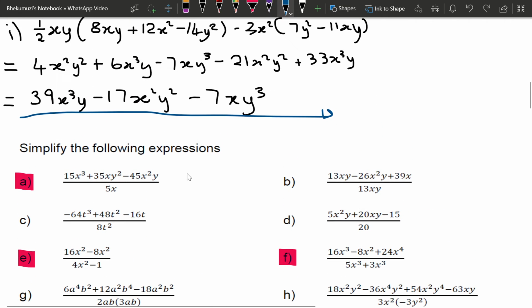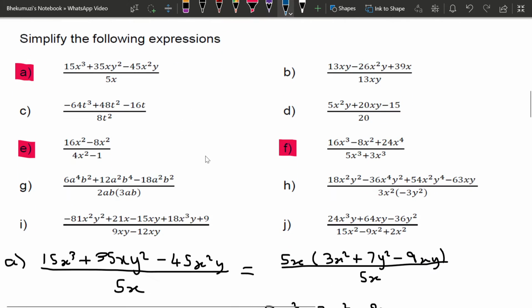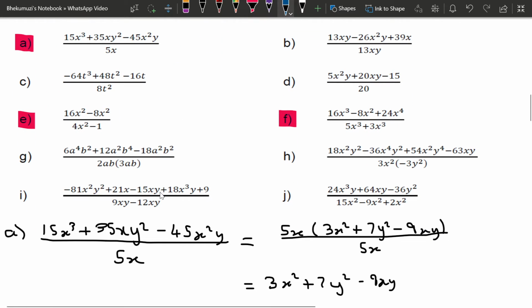Okay, and the next one, again, simplify the following expressions. But now these expressions are put in such a way that they are fractions, right? So here you would have to actually think and start using some factorization in some cases. So in the first one, where it's a, it's 15x to the power 3 plus 35y squared minus 45x squared y.